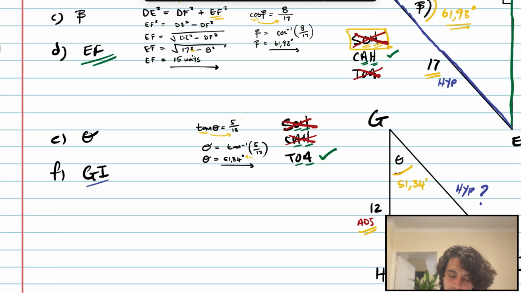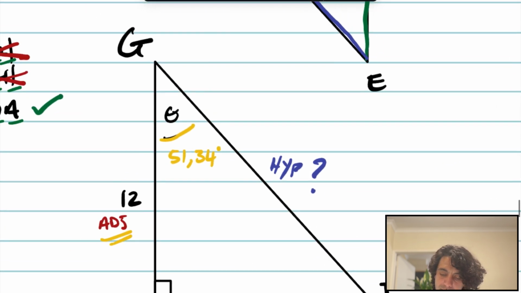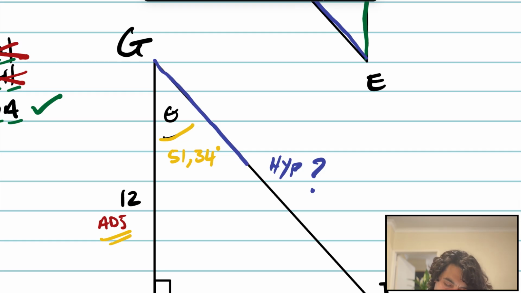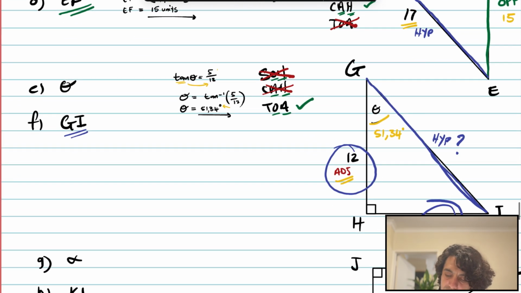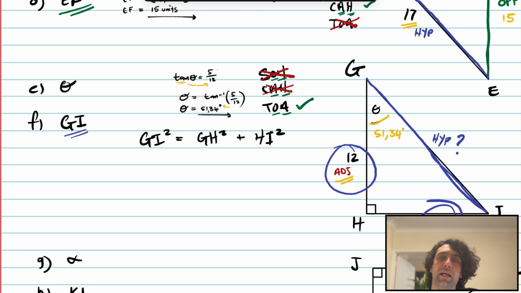Now we are looking for GI. Remember, GI is our unknown side. It is our hypotenuse over here. I've got two of my sides. To find the third side, I use Pythagoras. So let's set that up. GI being my hypotenuse, GI squared is equal to GH squared, which is my adjacent, plus HI squared, which is my opposite.